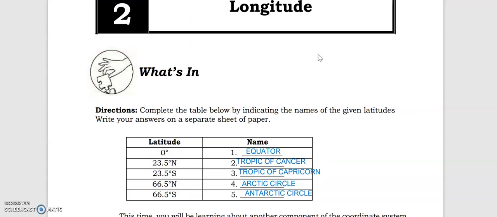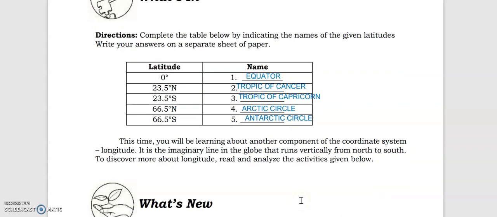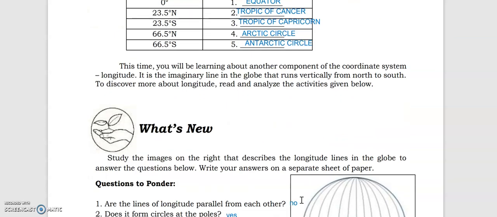Alright, so our topic is all about longitude. So before we proceed, let's recall the 5 special names of latitude. In latitude 0 degree, it's equator, 23.5 degrees north, Tropic of Cancer, 23.5 degrees south, Tropic of Capricorn, 66.5 degrees north, Arctic Circle, and 66.5 degrees south, that's Antarctic Circle.